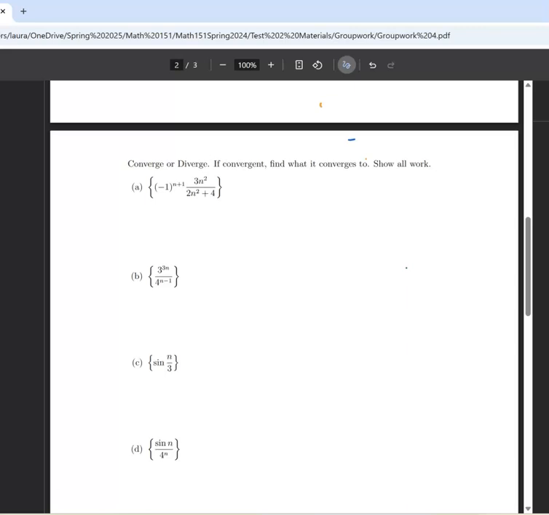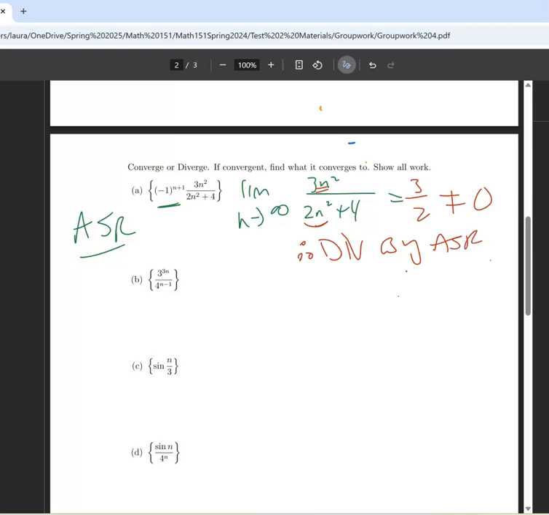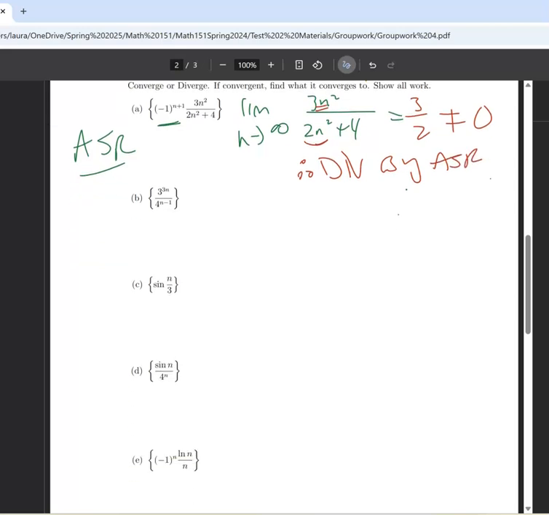Oh, and this one here, because I see this -1, I know I'm using ASR. So that means I take the limit of just the positive part, 3n squared over 2n squared plus 4. By taking highest powers, you don't need to do L'Hopital's. I get 3/2. Oh, since that does not equal 0, then the whole thing diverges by ASR, the alternating sequence rule.